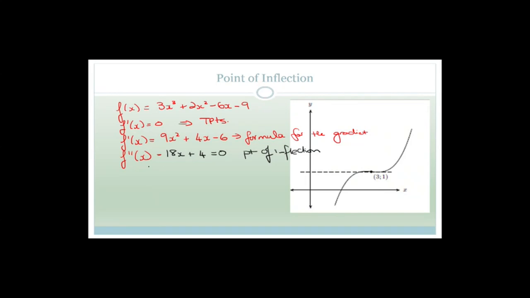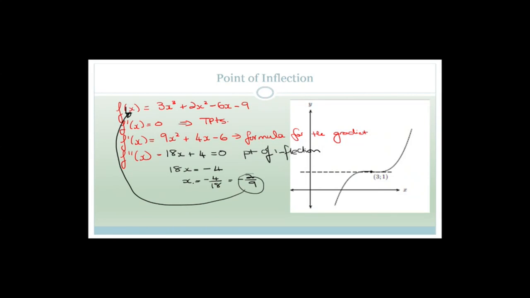So let us give you an example. If we did this, we'd have 18x is equal to minus 4. So x would be minus 4 over 18, which is minus 2 over 9. So that would be the x value of the point of inflection. How would I find the y value? I'd obviously substitute that back into the original.